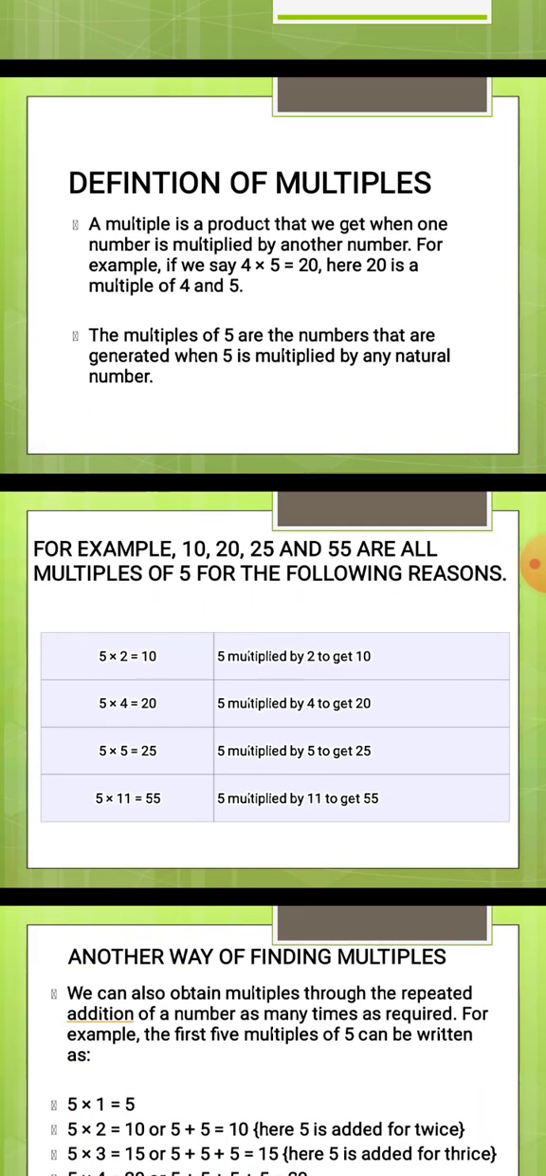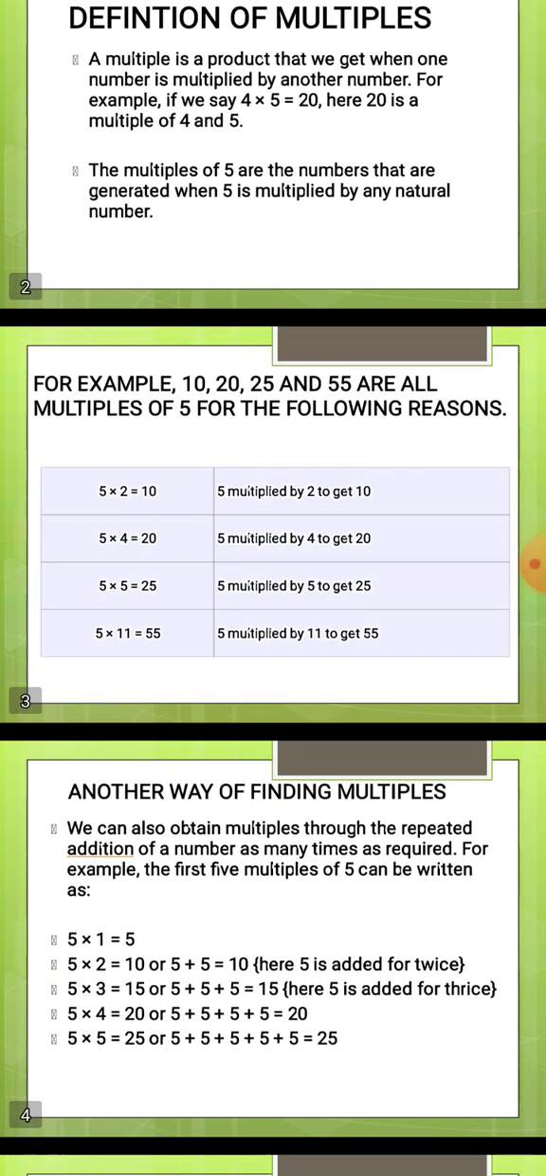So here 5 into 2 is equal to 10. 5 multiplied by 4 gives 20. 5 multiplied by 5 gives 25. 5 multiplied by 11 gives 55. So here 10, 20, 25 and 55 are the multiples of 5.